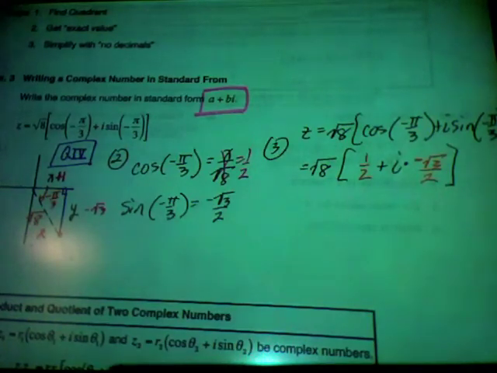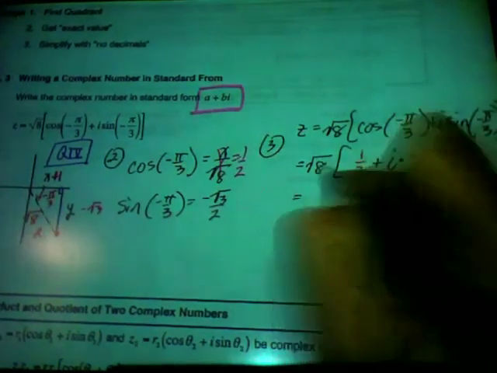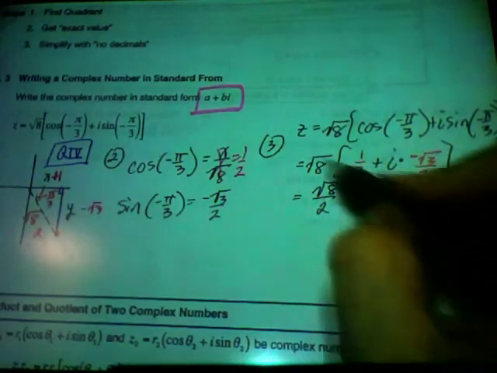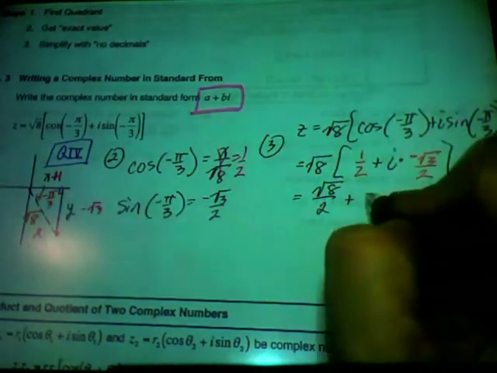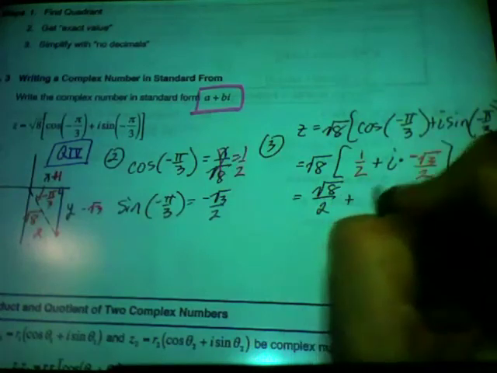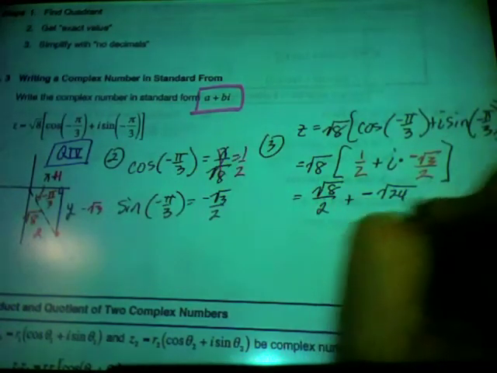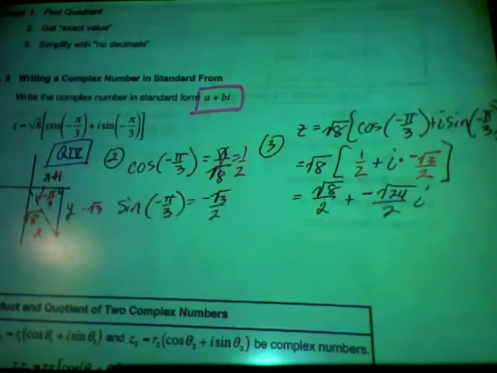Can we leave my answer that way? No, because we need to have it in the a plus bi form. So I can go ahead and distribute my rad 8, can't I? Do you want to simplify that or not yet? Okay, so we'll wait. So then we've got rad 8 times 1/2, wouldn't that be rad 8 over 2? Plus, and then rad 8 times 3, so actually that becomes a negative. We'll deal with that in a minute. So plus a negative rad 24 all over 2, and isn't that I?